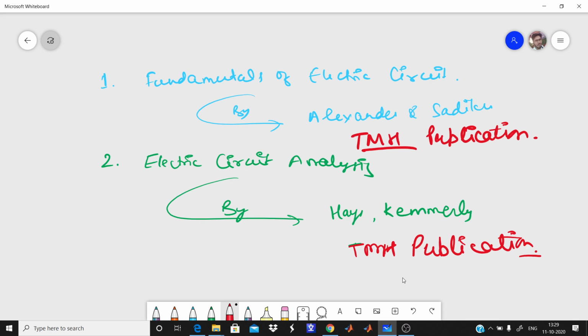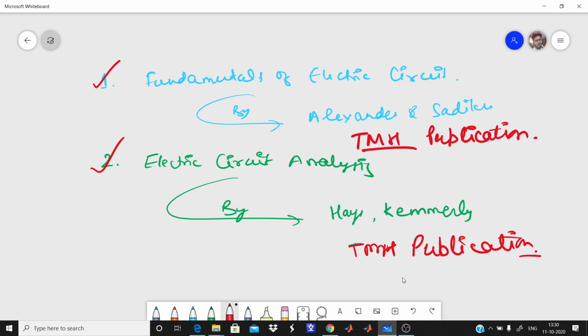And I think there are other books available. You can follow them also, but these two books are enough for your curriculum and for competitive exams, like GATE, SSC, or any type of technical exam, or electricity board exam. These two books are enough to solve any variety of problems. A variety of problems is available in these books.